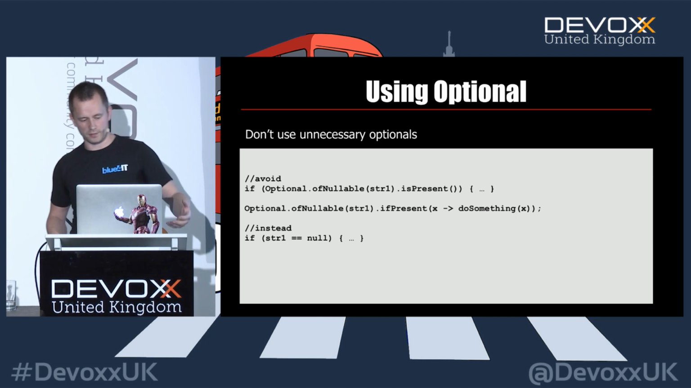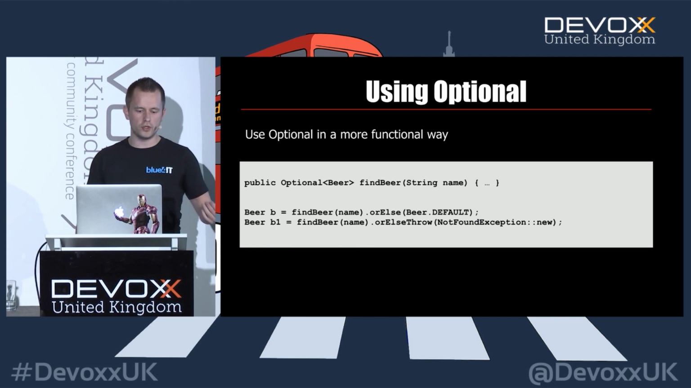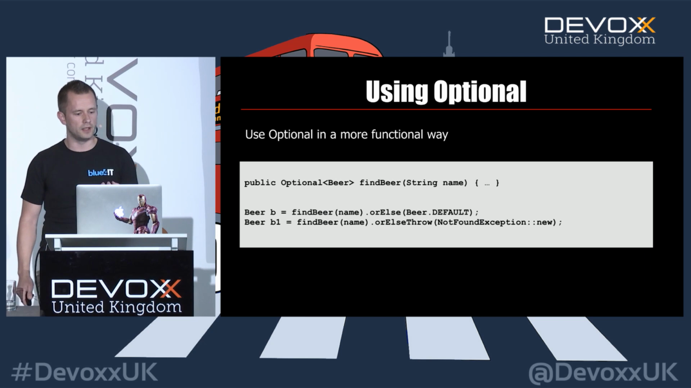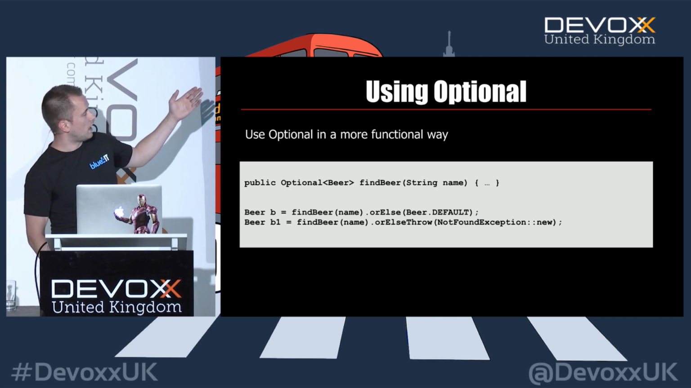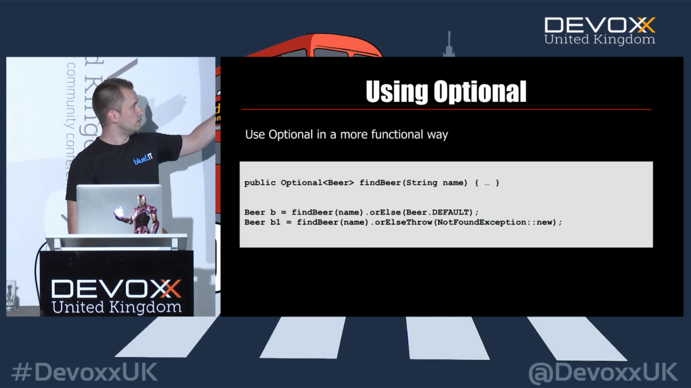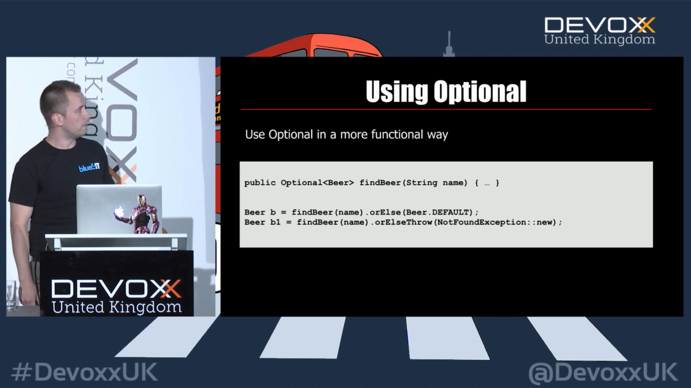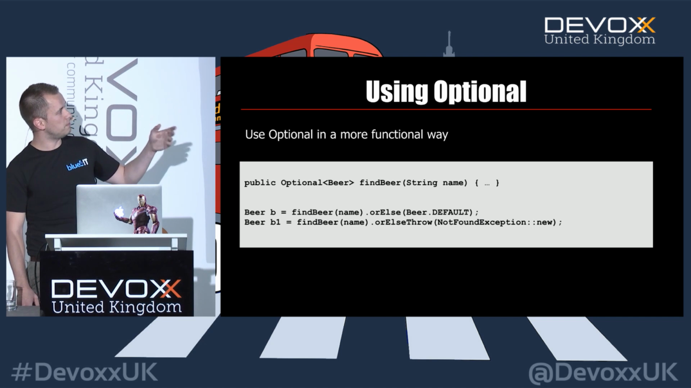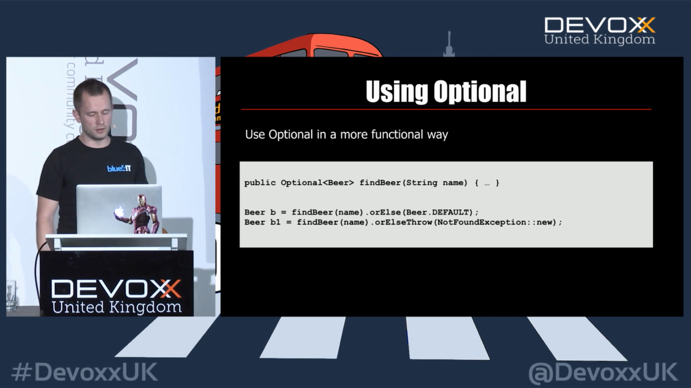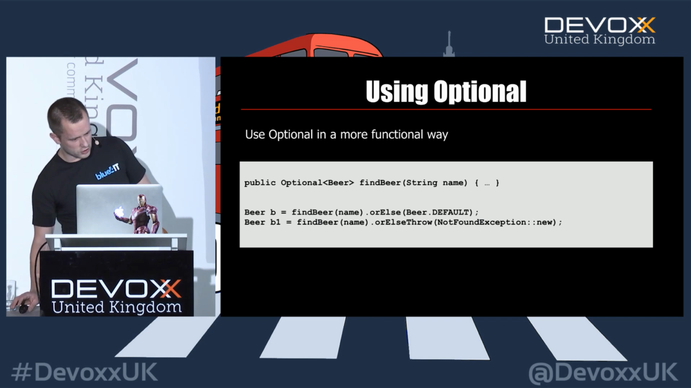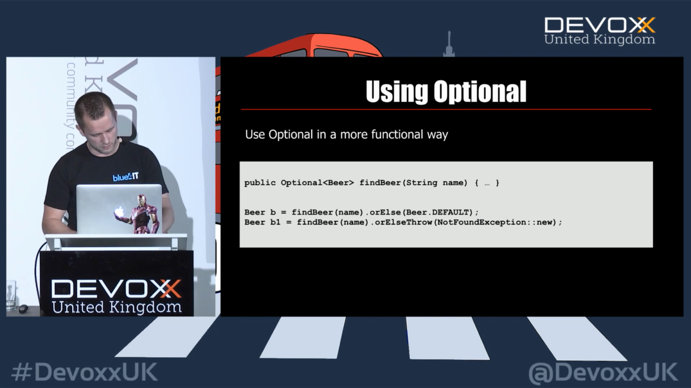If present, do something. Use Optional in a more functional way. Say I have an Optional from my findBeer function, and I want to have that beer assigned to my variable b. Well, I just find beer or else do something. Or if it's not there, orElseThrow something. And I want to show you something, because the orElse is a nasty one.